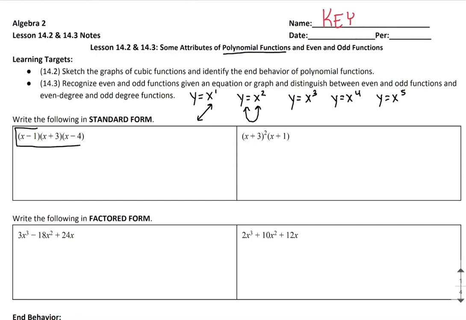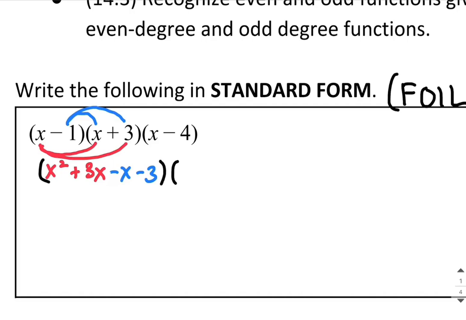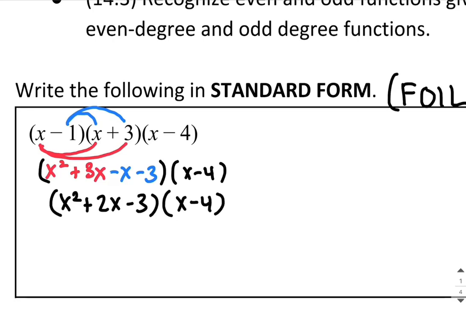So if I have factored form, I need to be able to convert to standard form. All I'm going to do is FOIL. I'm going to multiply the first two parentheses together for this problem, and then I'll multiply the last factor. So I multiply everything in the left parentheses by everything in the middle parentheses. X times x is x squared. X times 3 is 3x. I have negative 1 times x, which is negative x, and negative 1 times 3, which is negative 3. Then I'm multiplying this by that other factor, x minus 4. I'm going to clean this up to be x squared plus 2x minus 3 times x minus 4.